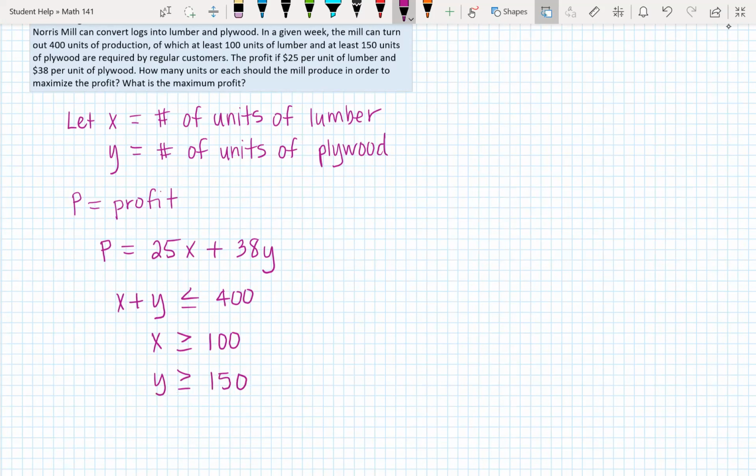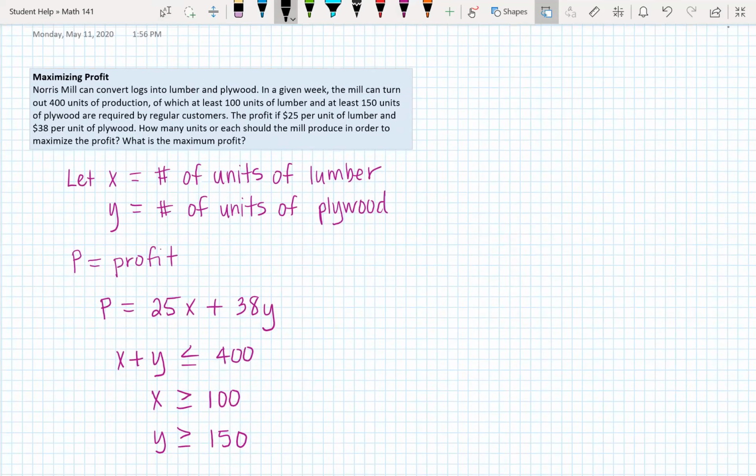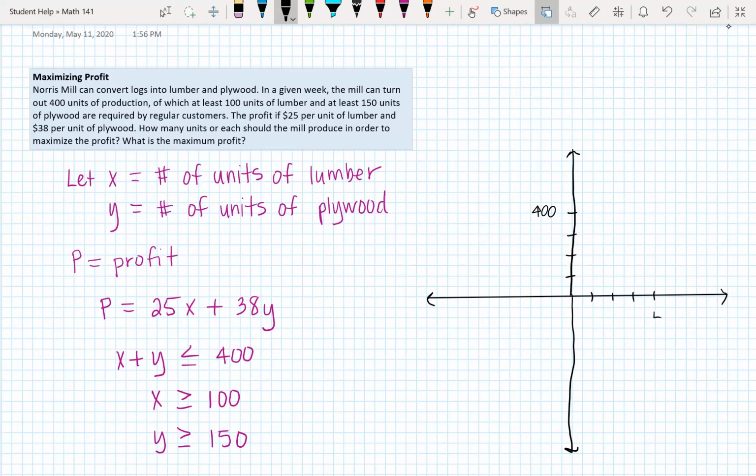So then what we're going to do is graph this system. And I'm going to scale the axis because I've got values that are in the hundreds in this case. So let's go by hundreds. I need to go up to 400. So let's do 100, 200, 300, 400.